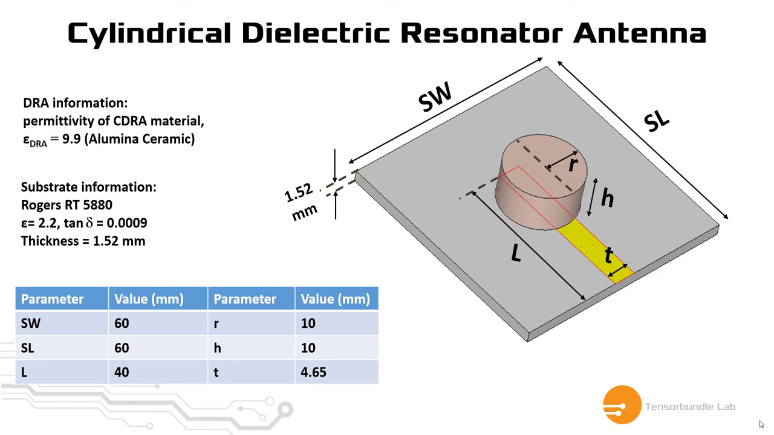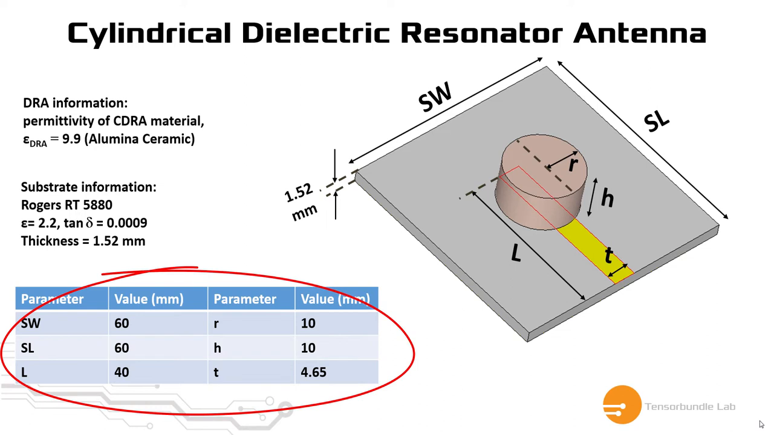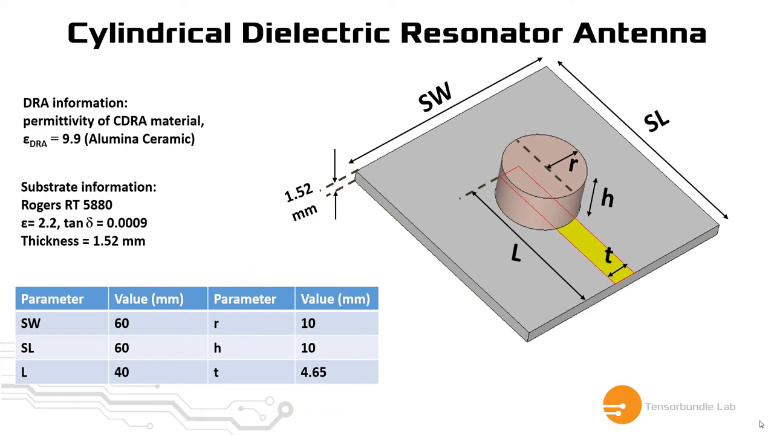In our CST design, we're going to use these values. All the parameters have been put in this table, and the corresponding values have been written there. The substrate that we're going to use is a Rogers RT5880 substrate, which has a permittivity of 2.2. All right, let's begin our design process in CST.